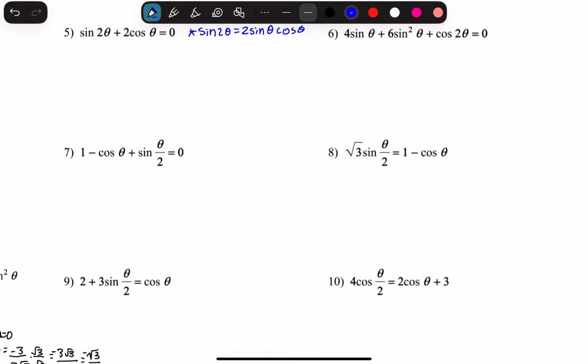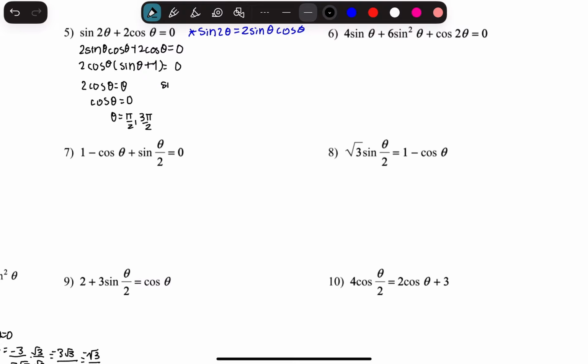Using this, we can rewrite this as 2 sine θ cosine θ plus 2 cosine θ, and that's going to be equal to 0. Now we can factor out 2 cosine θ. That's going to be sine θ plus 1, and this is equal to 0. So now we can set 2 cosine θ equal to 0, and we get cosine θ is equal to 0. And we know this occurs when θ is equal to π/2, also when θ is equal to 3π/2.